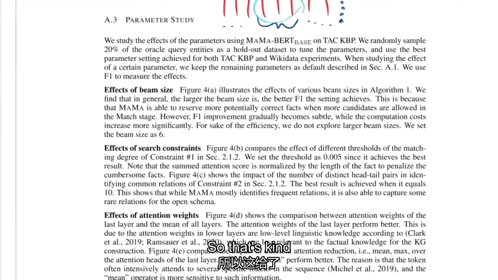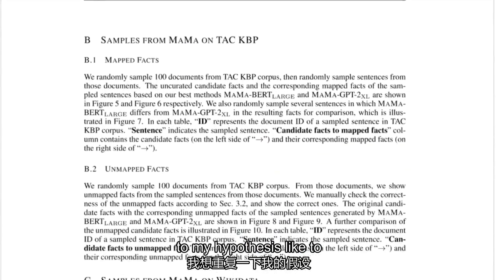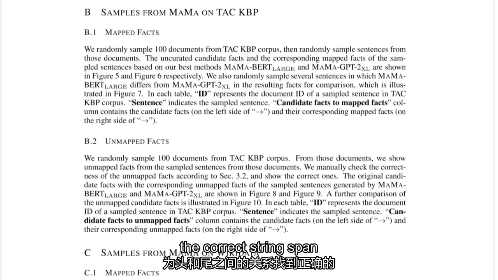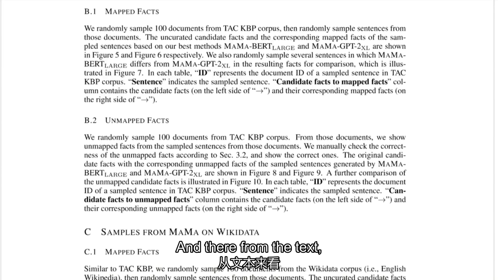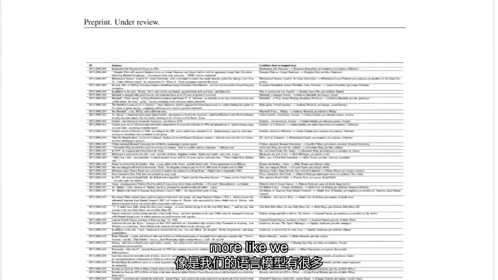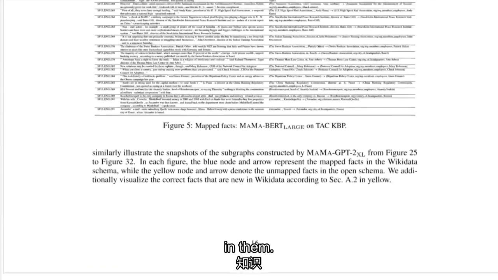All right. So that gives more weight to my hypothesis. To repeat, my hypothesis is that it's a grammatical thing that's going on here, because the only task of this model is basically to find the correct string span for the relation between head and tail, because it's already given head and tail. And from the text, their hypothesis is more like the language models have a lot of knowledge built into them, and we can extract that knowledge. They make it sound like the language model has this semantic knowledge in them.